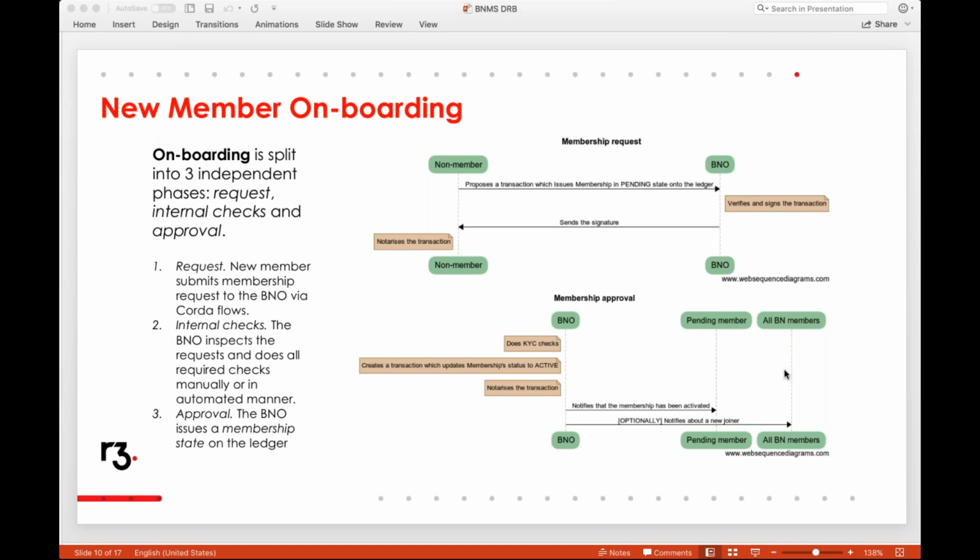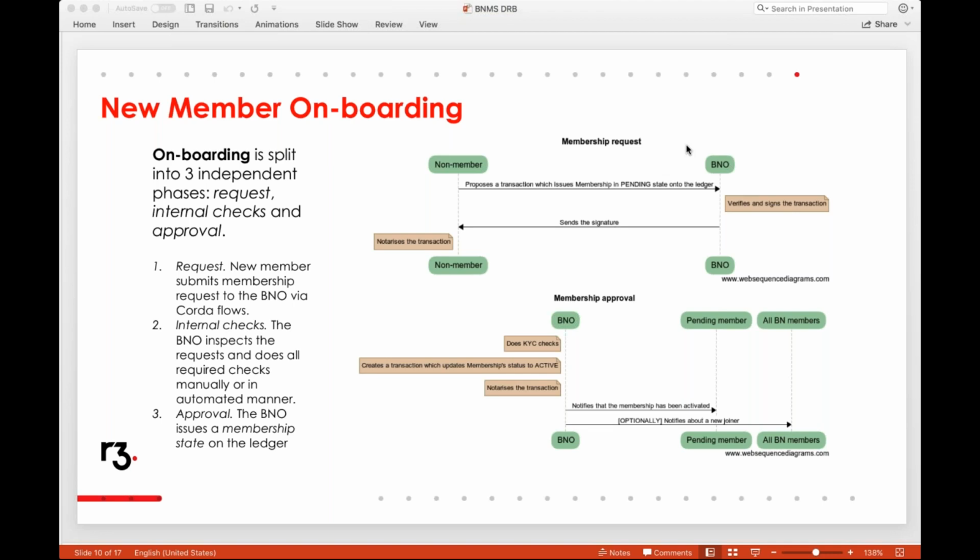The second phase is the internal checks. That's another API extension point which can be used by the BNO. So the BNO can integrate the application with their internal systems, for example, to integrate with some KYC system, or to integrate with some internal systems to do the checks they require on the potential member.